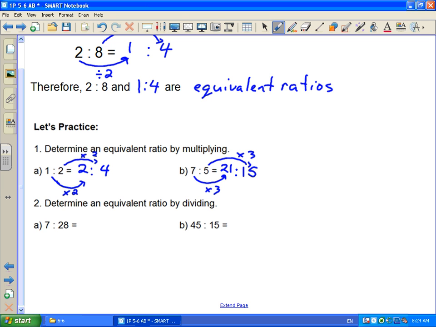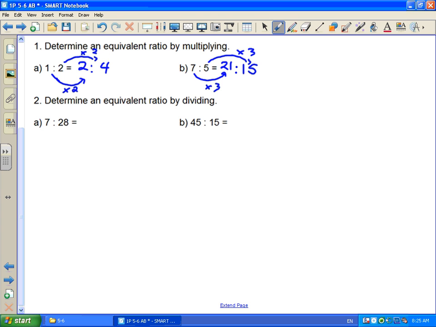Down here I can divide. Let's think about what I can divide into each of these. Well, I can divide 7 evenly into both 7 and 28. So I'm going to divide by 7 here to get 1, and divide by 7 there to get 4. So my equivalent ratio is 1 to 4.